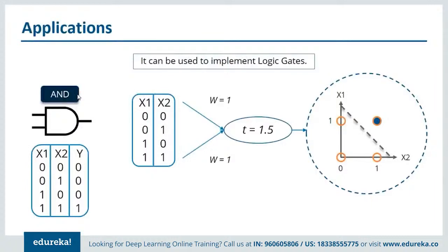So this is how we can implement the OR gate. So let's move forward, guys, and we'll understand with a use case of the MNIST dataset.